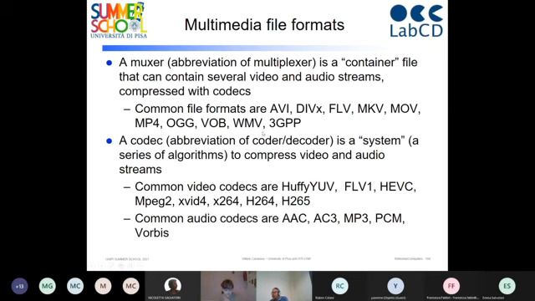What is interesting is that you should know, or in some applications it would be good to know, what the codecs are that are actually being used in order to compress both the audio and the video. And here are the names of the most common codecs that are around.